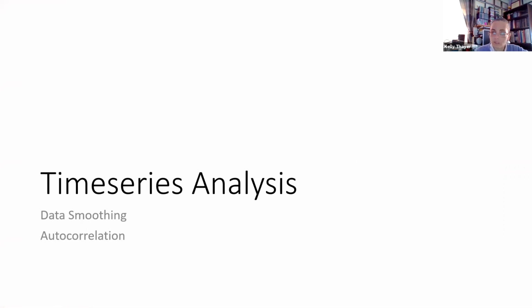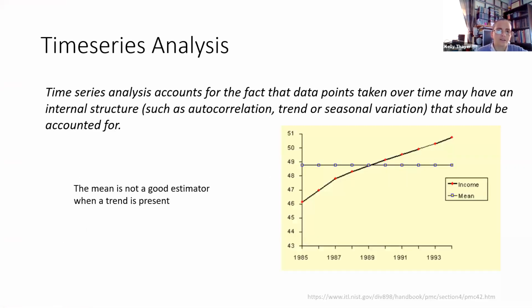Next, let's talk about time series analysis. In time series analysis, we are trying to understand what is happening over time. Time series analysis accounts for the fact that data points taken over time may have an internal structure to them. For example, there could be autocorrelation, some kind of a trend, or some sort of seasonal variation, and that should be accounted for.